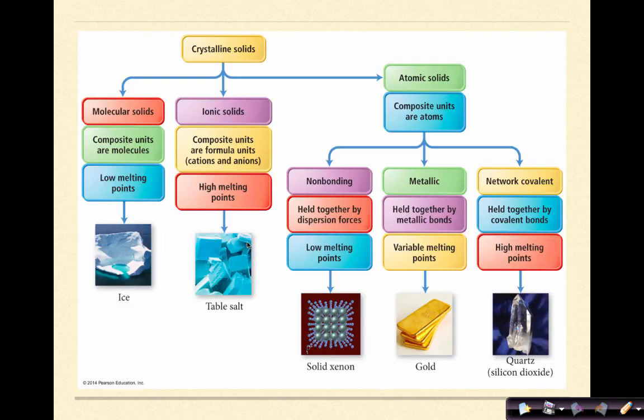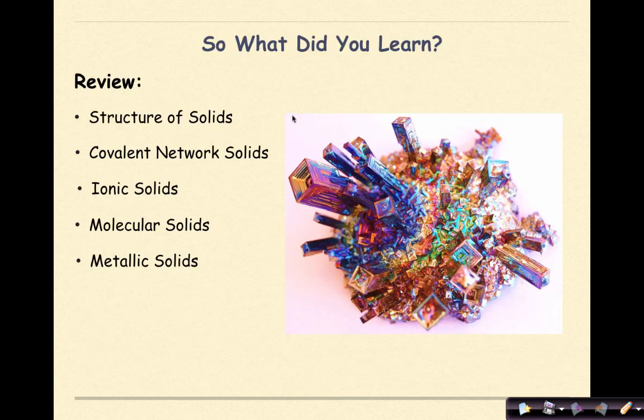And here we have, summing all of this up, a little overview of the difference between crystalline solids and amorphous solids, breaking them down into molecular solids, ionic solids, your nonpolar compounds, your metallic compounds, and your network covalent compounds. So what did you learn? We went over the structure of solids, we talked about covalent network solids, ionic solids, molecular solids, and metallic solids.